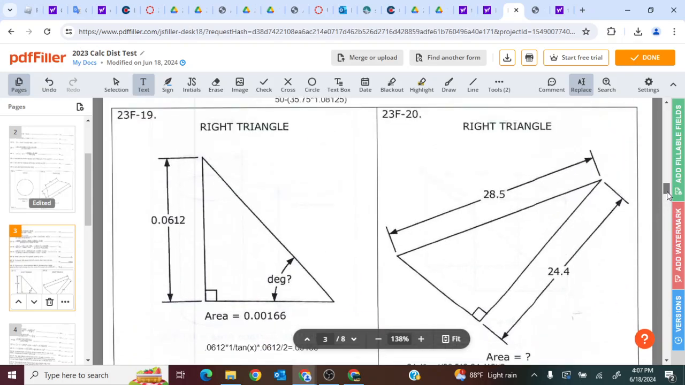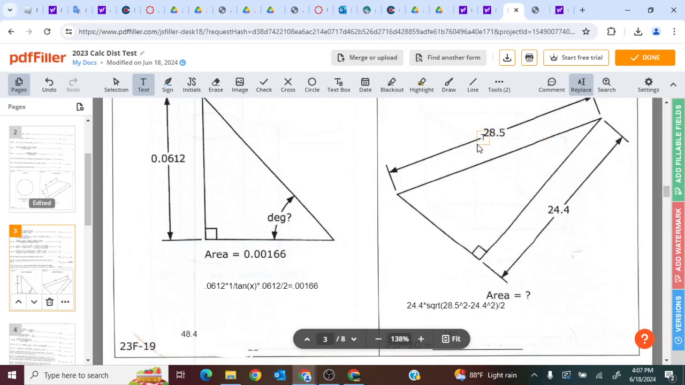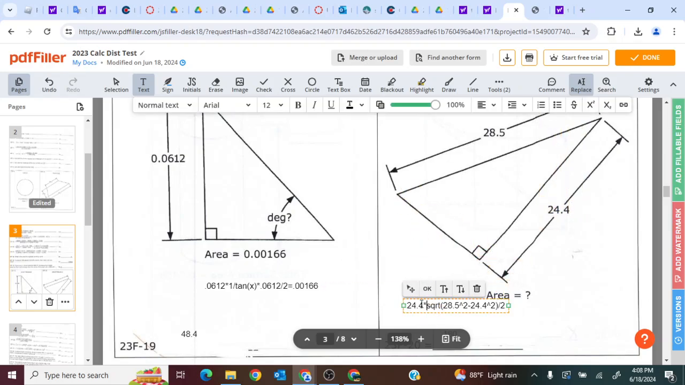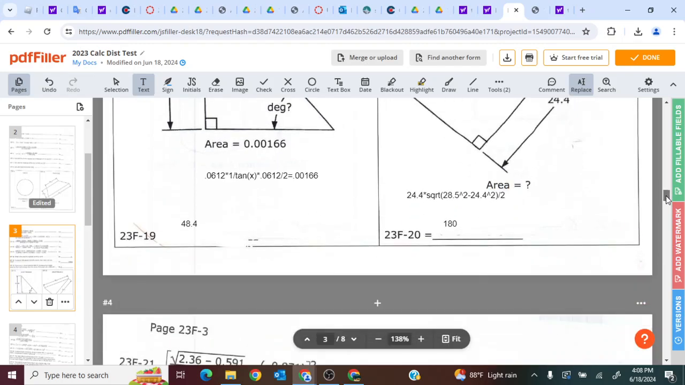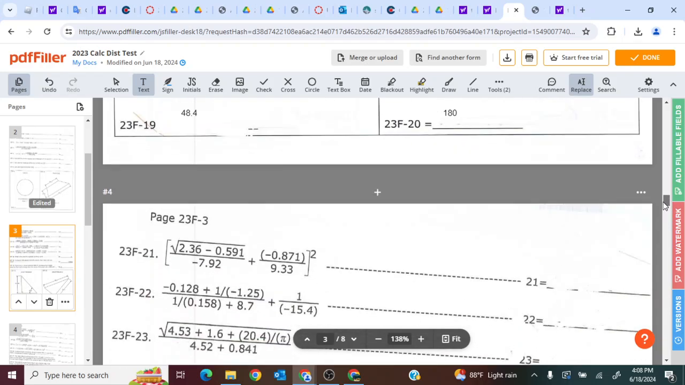And if you do that, you get a degree of 48.4. Another triangle area problem. You need to figure out this side, so use Pythagorean theorem to figure it out. 28.5 squared minus 24.4 squared. Take square root of that, you get this side right here. Area of triangle is width times height, so that side times 24.4 and divided by 2 because it's a triangle. And you get an area of 180.